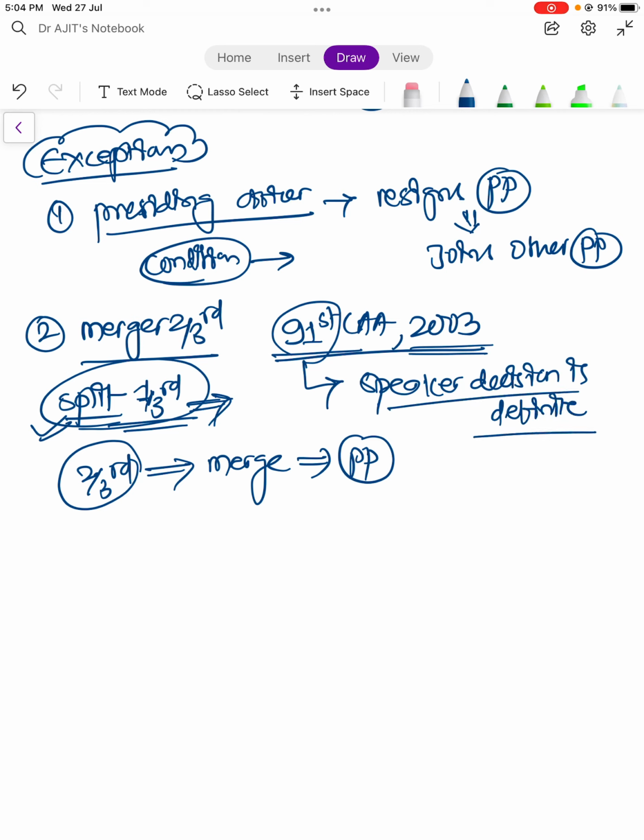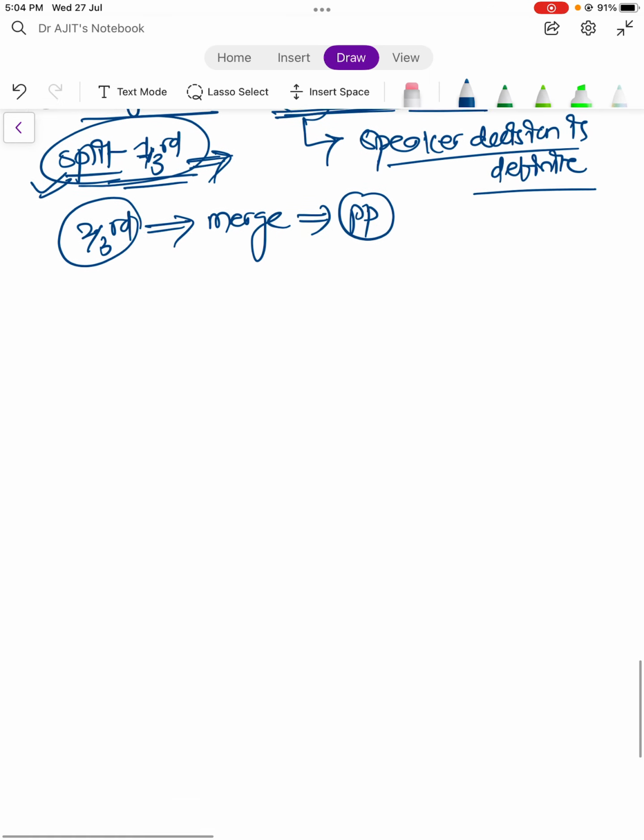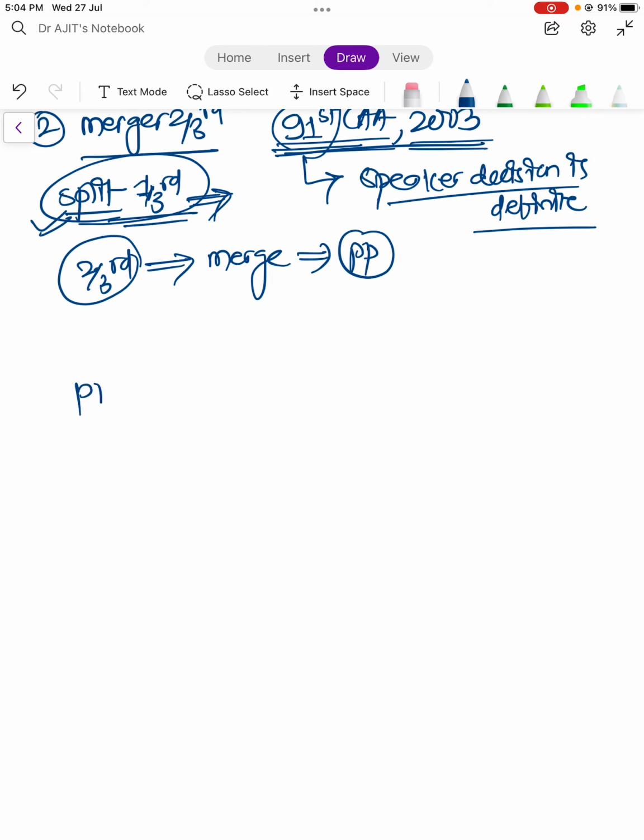Speaker decision is definite, right? These were the two important things that came out of the 91st Constitutional Amendment Act. Now for merger we will see one basic thing.